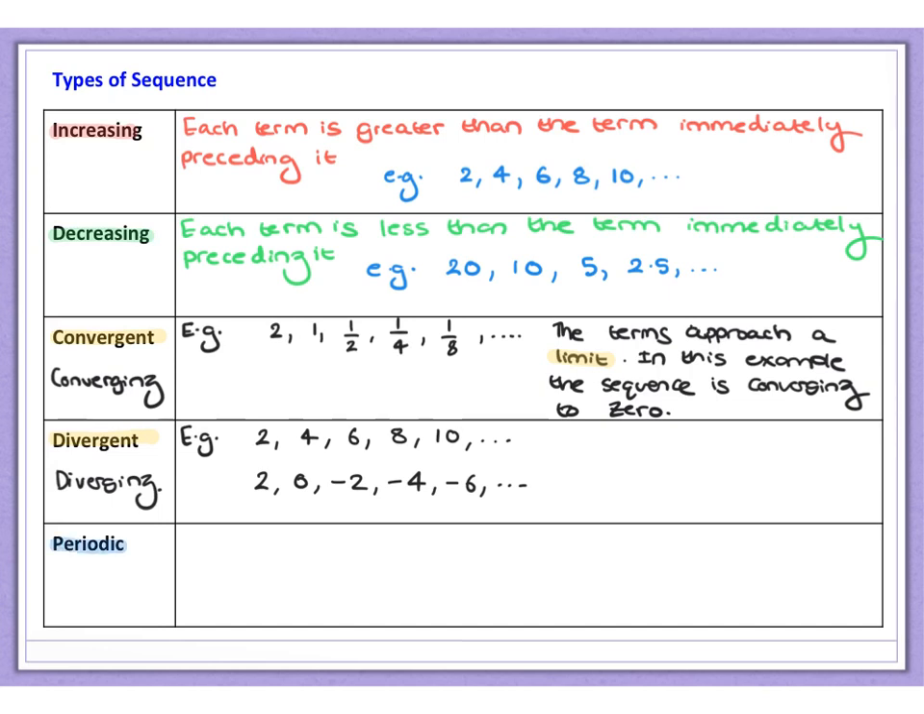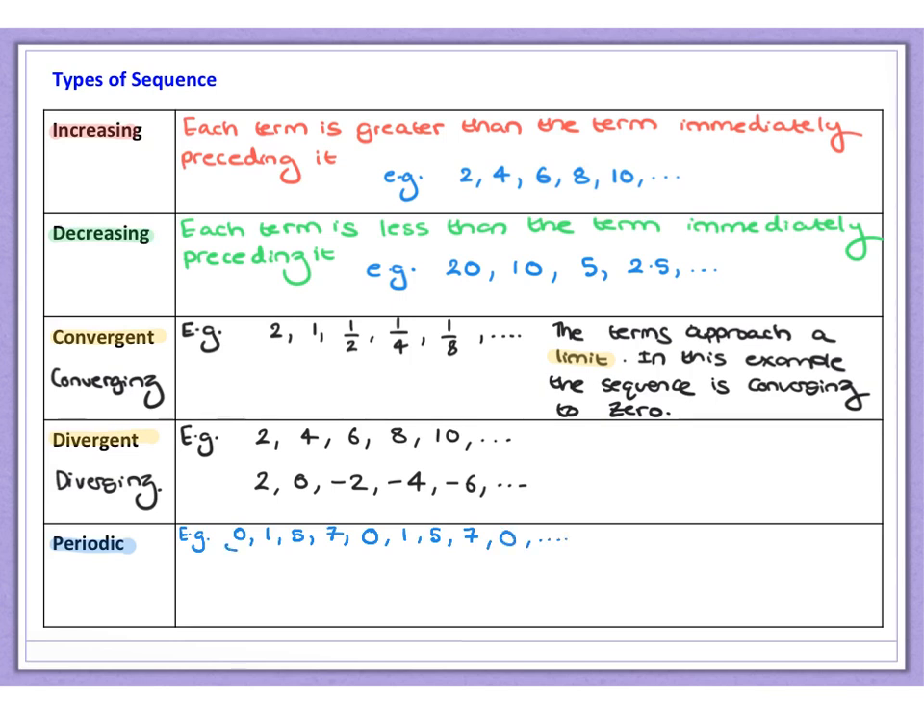Now lastly, we have the word periodic. Now a periodic sequence is a sequence that repeats itself at regular intervals. So let's write down an example of a periodic sequence to illustrate this. So here's my example. My first term 0, second term 1, third term 5, fourth term 7, and then my fifth term is 0 again. My sixth term is 1, my seventh term is 5, my eighth term is 7, and then my ninth term is 0, and the sequence repeats itself again.